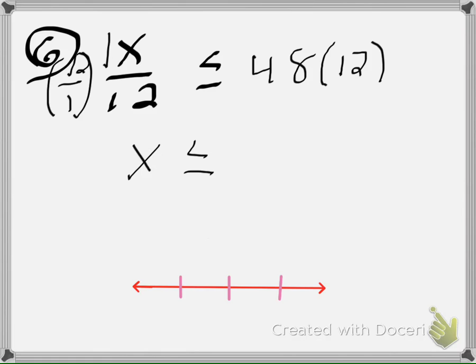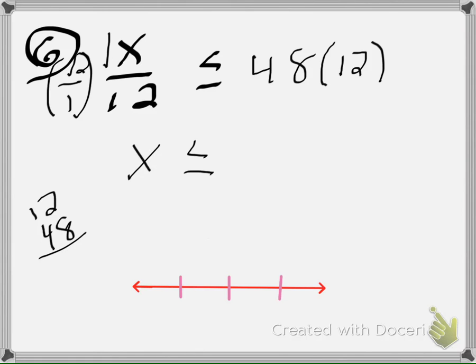And 48 times 12, and Mrs. Steffen's going to have to do that off to the side because she does not have her calculator, whoopsies, with her, and she does not know what 48 times 12 is in her head.